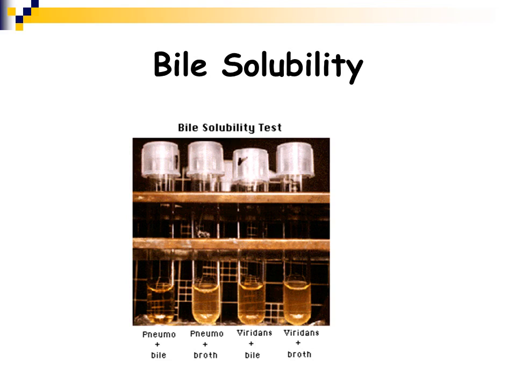You always have to have your control tube that doesn't have the bile to prove that your organism was actually viable and able to grow without the bile. And on the right, both the viridans without the bile and with the bile are cloudy, so you didn't get lysis, and that would be indicative of a negative bile solubility test.